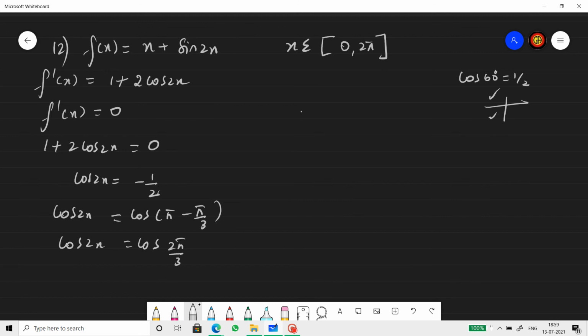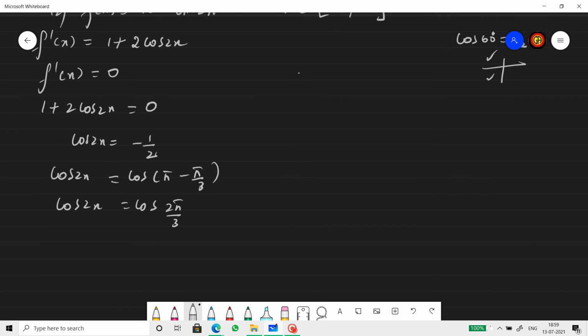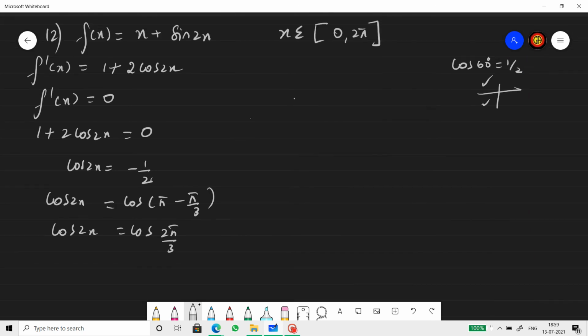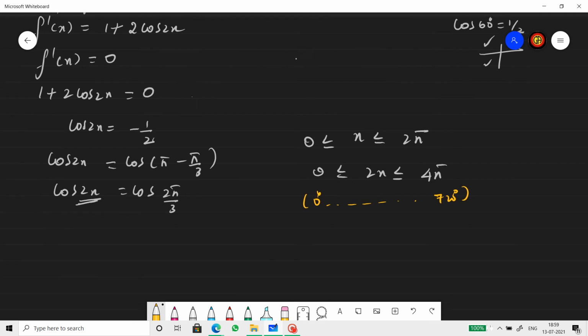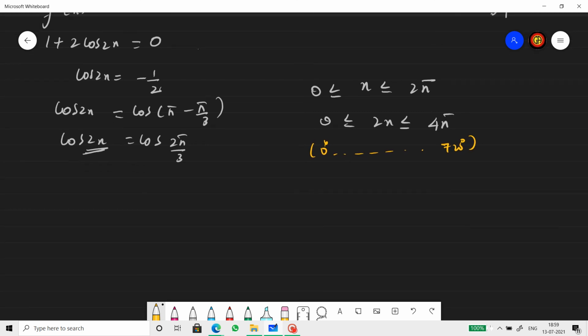Now, this time I'm going to use the general solution type. Remember the x, I have to work that way also. Yeah, x belongs to 0 to 2 pi. So that means 0 is less than or equal to x less than or equal to 2 pi. And we are discussing here for 2x. So 0 less than or equal to 2x less than or equal to 4 pi. So that means from 0 degree till what is it, 720 again. 2 pi is 360, 4 pi is 720. 0 to 720.